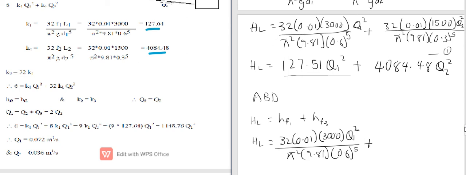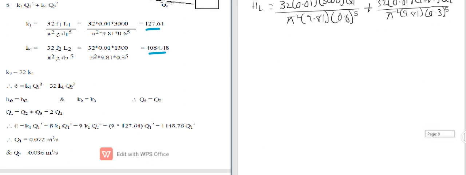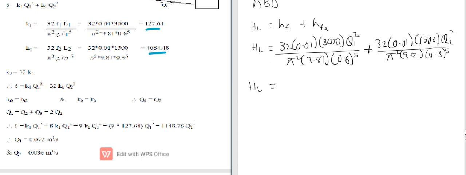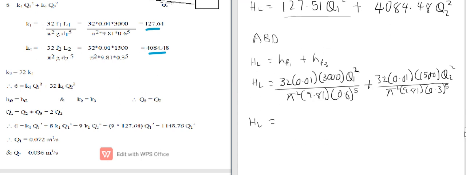And how do we get HF3? The same way. We see that HF2 and HF3 are the same thing because they have the same diameter and the same length. 32, 0.01, 1500, Q2 square over pi square, 9.81, 0.3 raised to power 5, which will also give us the same expression, which is HL will be equal to, let me rewrite that expression, 127.51 Q1 square plus 4084.48 Q2 square.